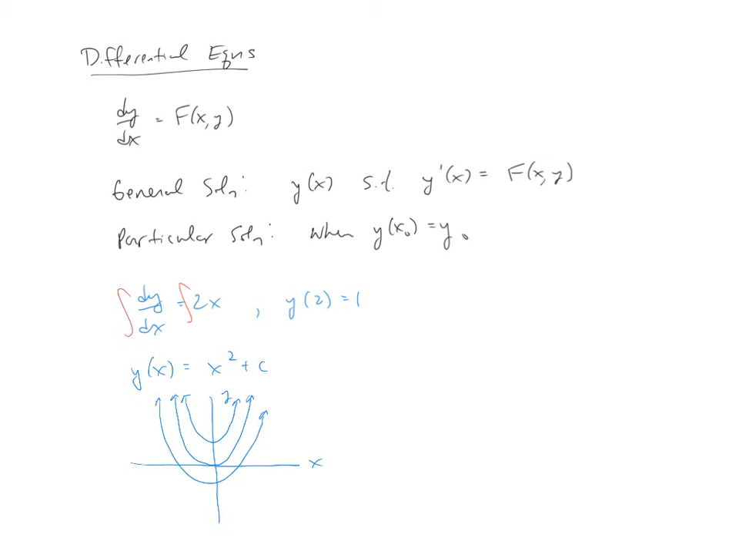Now, if we want to use our initial condition to find the particular solution, we'll go ahead and plug in the point. So y of 2 would then equal 4 plus c, which is equal to 1, and therefore c equals -3, which means for the particular solution, now we have one and only one curve. It just so happens to be the one that's shifted down 3 units.